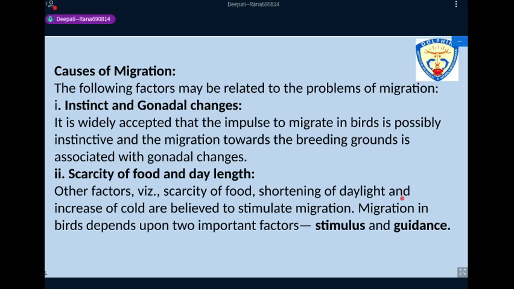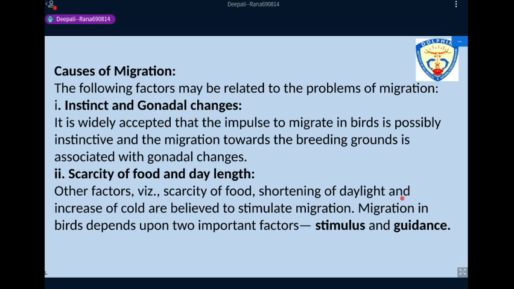Then, after discussing the types of migration, we have to discuss what the basic causes of migration are. That means, why is there a need for a bird to travel such large distances and leave its home and go to a new place? Okay, so the causes of migration could be many, and we will be discussing each one of them one by one. These are certain problems that are related to migration.